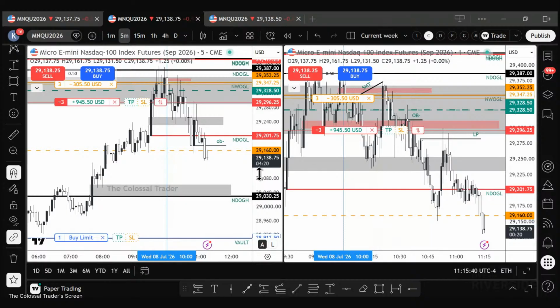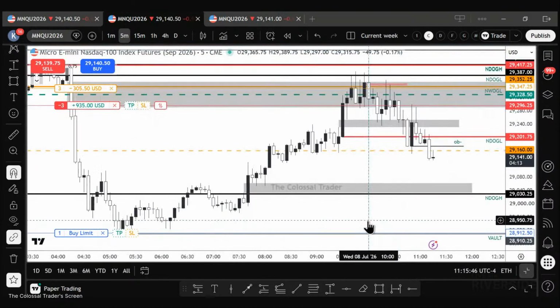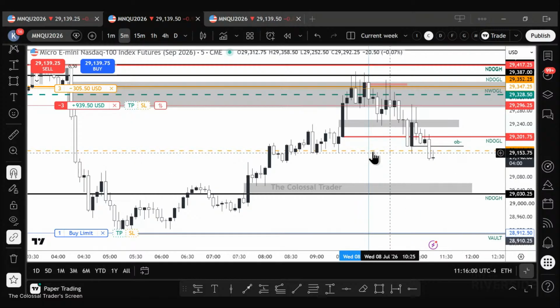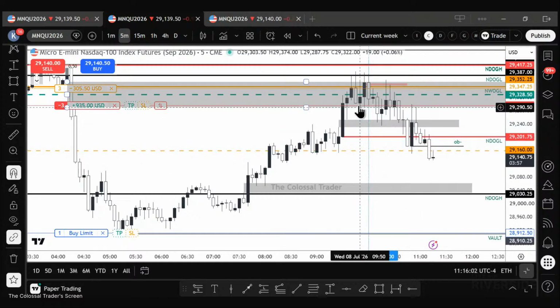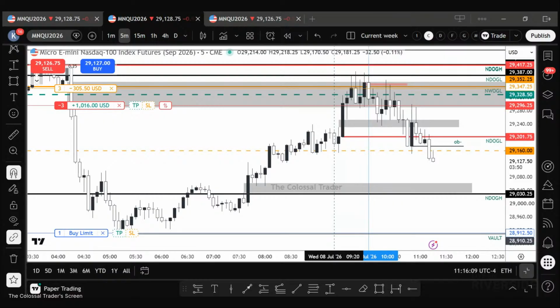Everything looks nice. Let's look at this again. What does this look like to you? If you know smart money, this looks like a potential market maker sell model. And the turning around happened right at 10 o'clock. The power of 10 o'clock. What just happened? I got some alert. The power of 10 o'clock.